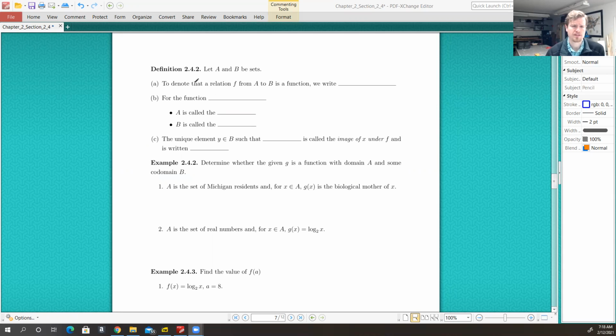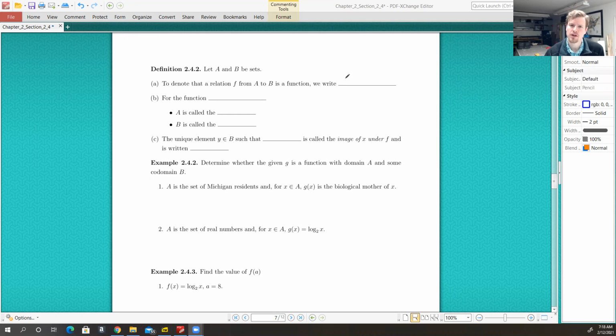Let A and B be sets. To denote a relation f, right? So we've changed our notation already. It went from R to f. To denote a relation f from A to B is a function. Okay, so f is a function. We want to say that.